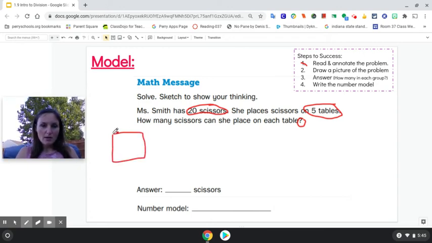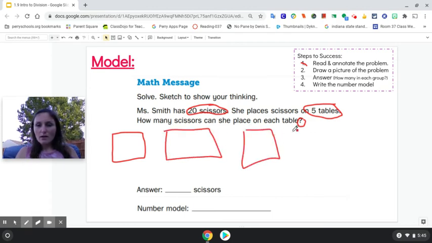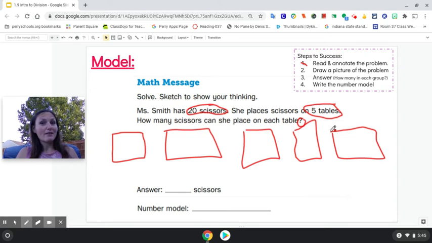So here's 1, 2, 3, 4, and 5. Maybe your tables will be a little bit more of the same shape than mine are. And then now I'm going to divide these up. I'm going to give 1 pair of scissors to each table until I have no more scissors. Okay, so let's go ahead, and I'm just going to draw.